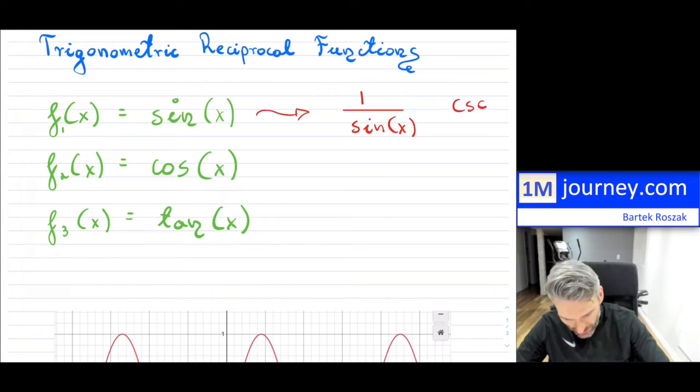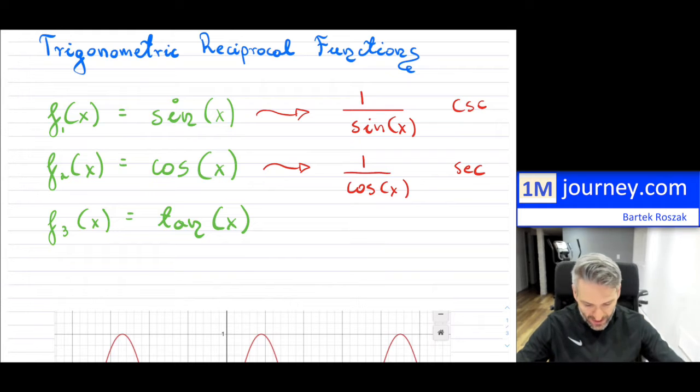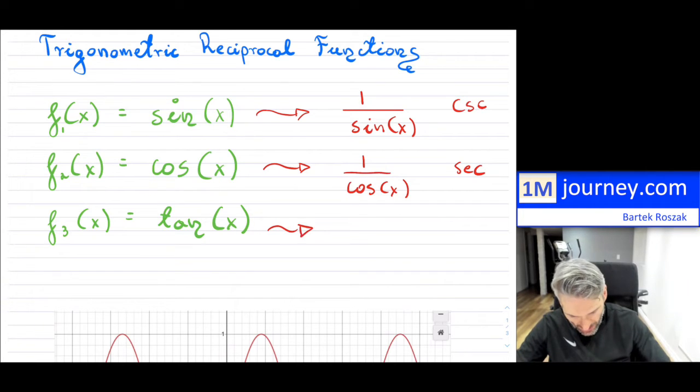And if you take the reciprocal of your cos, which would be just 1 over cos of x, what did we call that? Well, this was just the secant. And then if you do this right here, 1 over tangent, then this would be just cotangent. So this was COT. And that's what these functions really are.